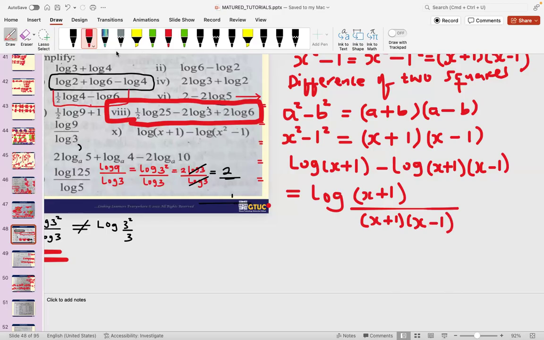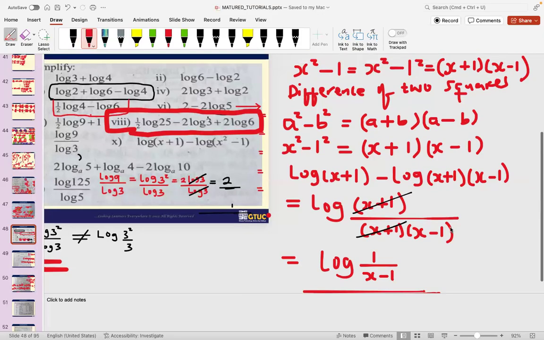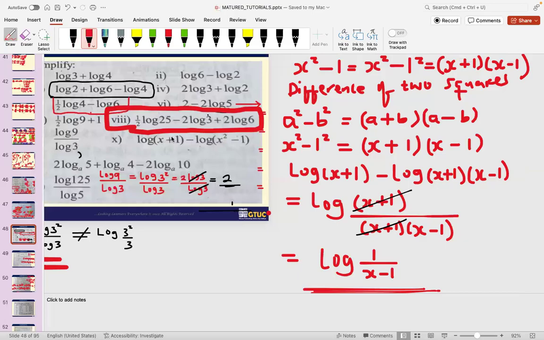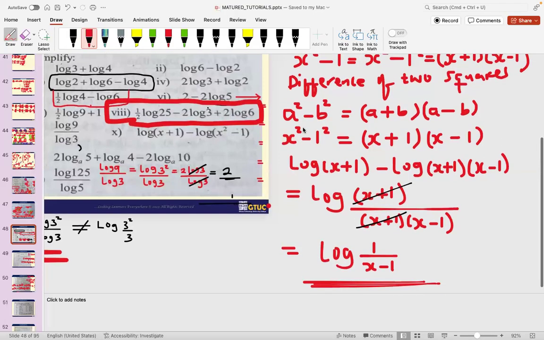Let's see whether there's a cancellation we can do. I see x plus 1 here, so this x plus 1 will cancel this x plus 1. And so finally, I'll be left with log 1 divided by x minus 1 as my final answer. So this will be the final answer for question number 8.